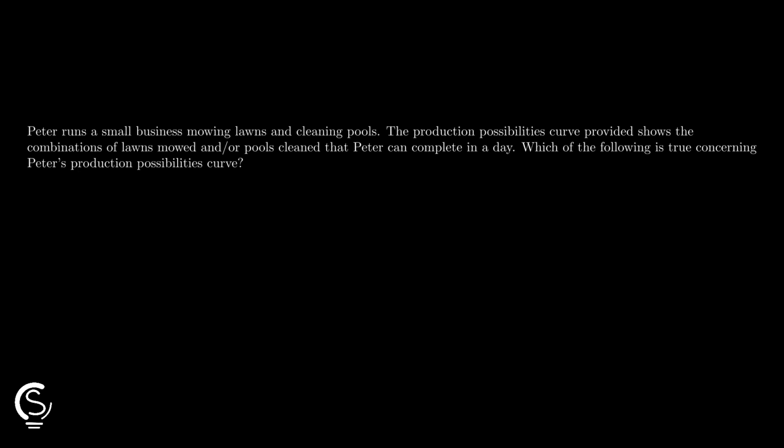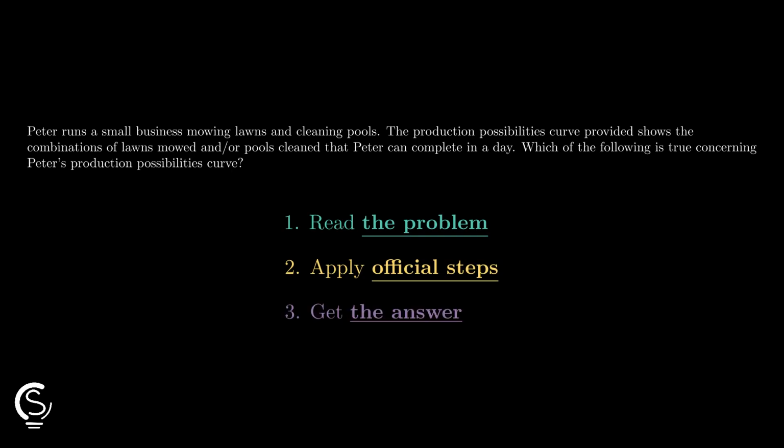Production possibilities curves show trade-offs between tasks like mowing lawns and cleaning pools. We will solve this graph problem to find the correct answer.